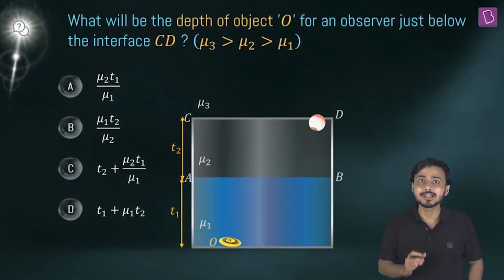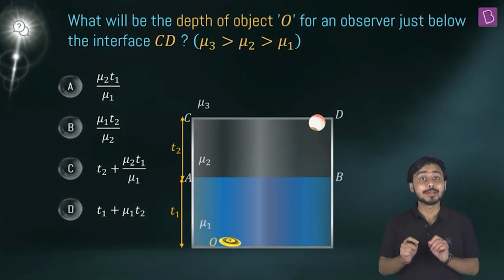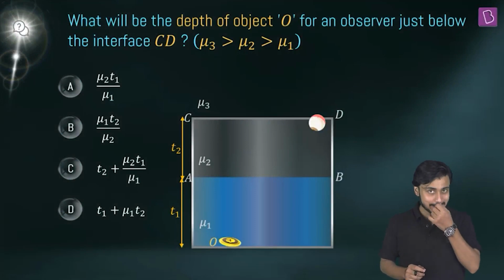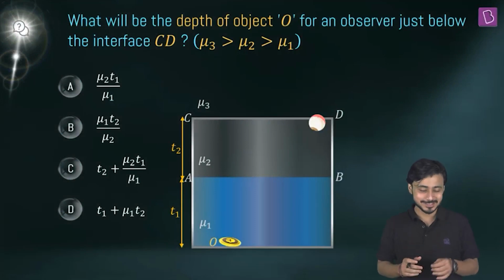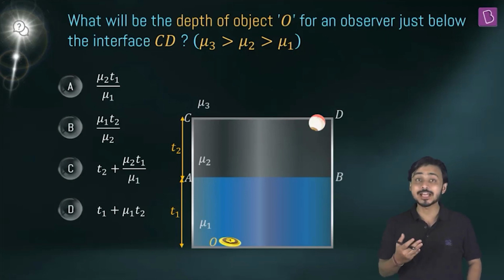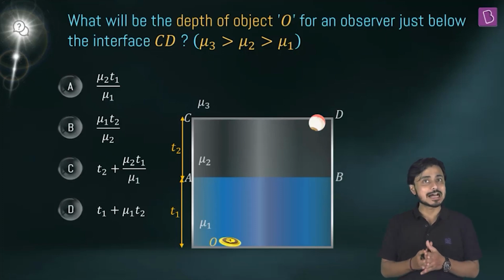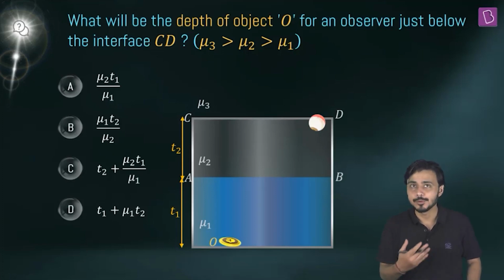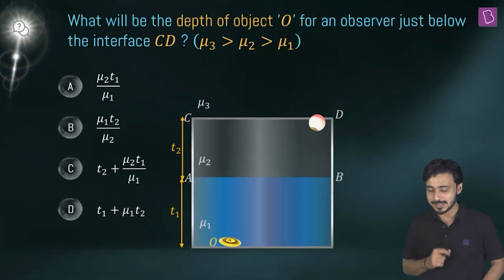This is a trick problem. Why? Because of the location of the observer. I'll explain this. What's the catch here? But let's first read out the problem. What will be the depth of object O for an observer just below the interface CD if the refractive indices are given in the following order? mu3 greater than mu2 greater than mu1. Please understand this.